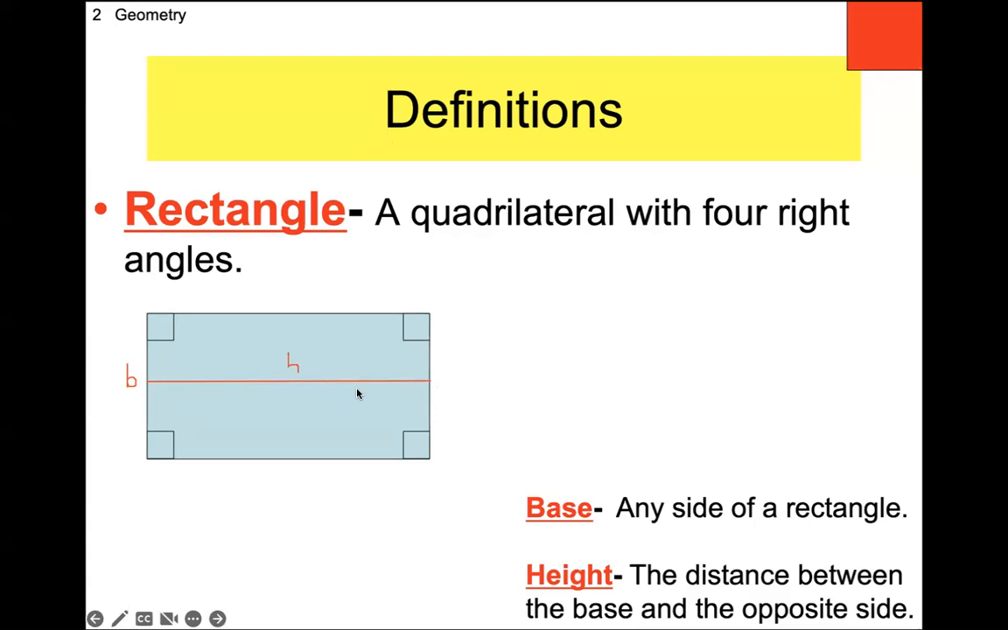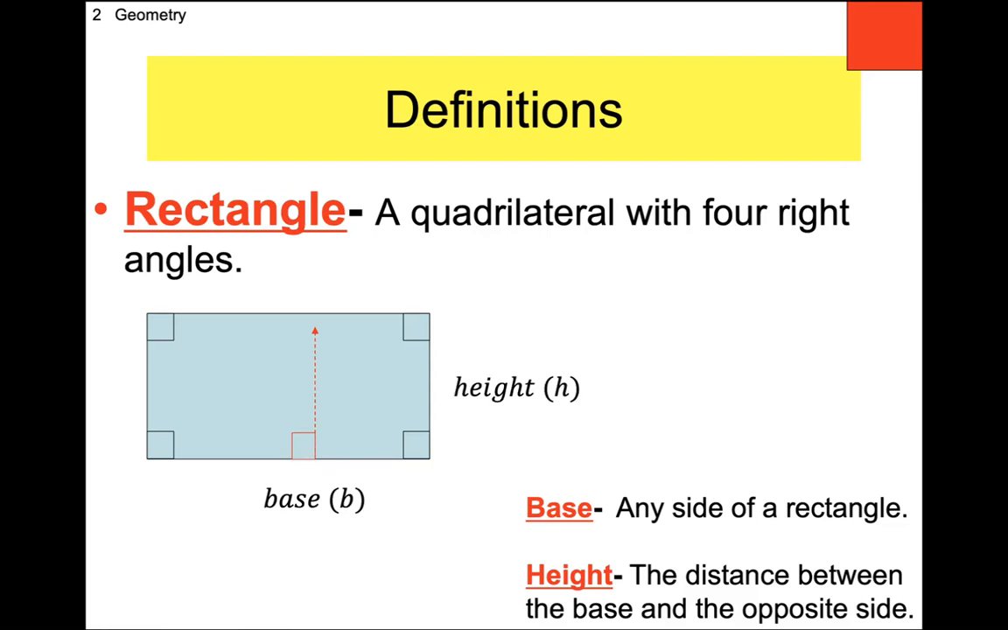Now, typically speaking, I'm going to show you a better picture here in a second. Typically speaking, yes, we generally use the bottom of a rectangle for the base. Doesn't have to be. And generally speaking, the height is always going to be a dotted line, with an arrow pointing to the opposite side. Usually this arrow goes all the way to the top, and then a little tiny H next to it.